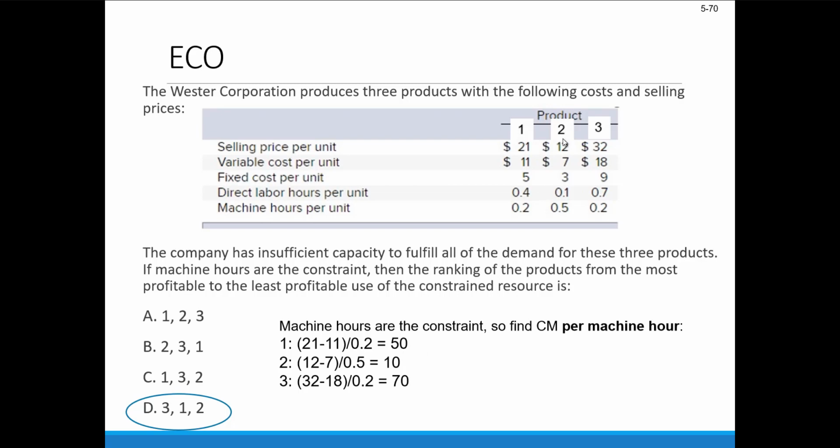For product two, that's a CM of 12 minus 7, or $5, divided by the 0.5 hours per unit needed, or $10 in CM per hour. And then product three was a CM of 32 minus 18, or $14, divided by the 0.2 hours it takes to make each one, for a CM per hour of $70. So we'd want to first make and sell as many of product three as we can. Then with whatever's left, we'll focus on product one. And if there's still time left after we're done filling that demand, then we'd make some product twos and sell those.